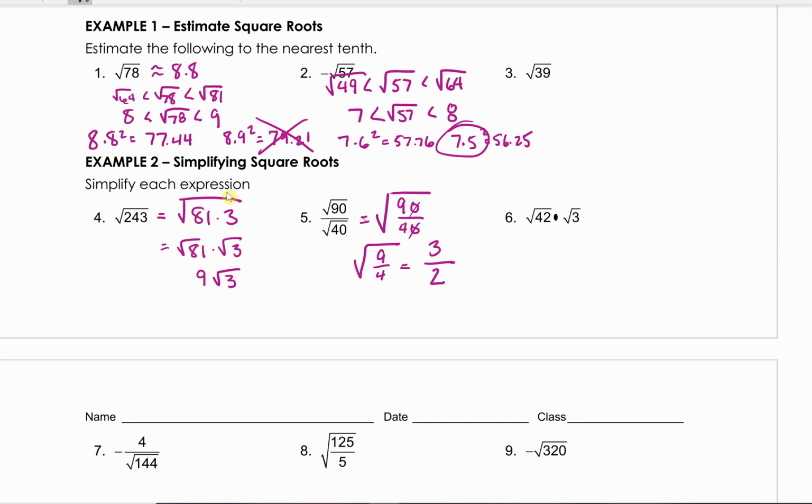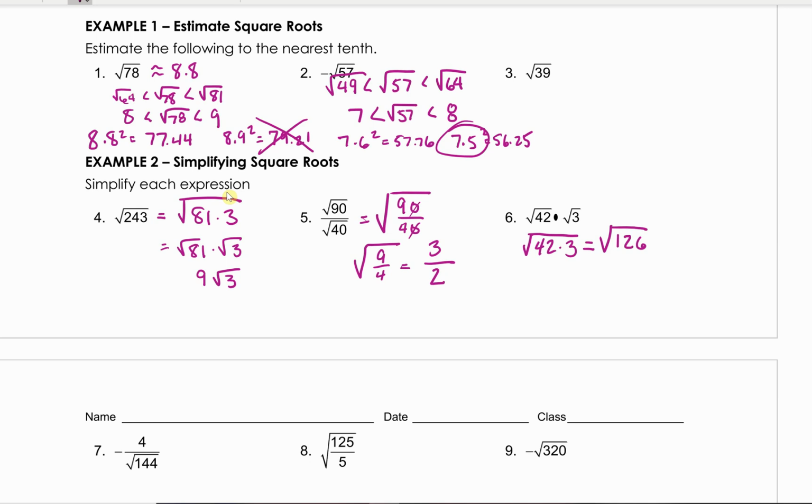42 times 3. These are not perfect squares, but they are both square roots. So I can make it a single radical. And then I get the square root of 126. I guess that's it. Now maybe 126 has a perfect square in it.